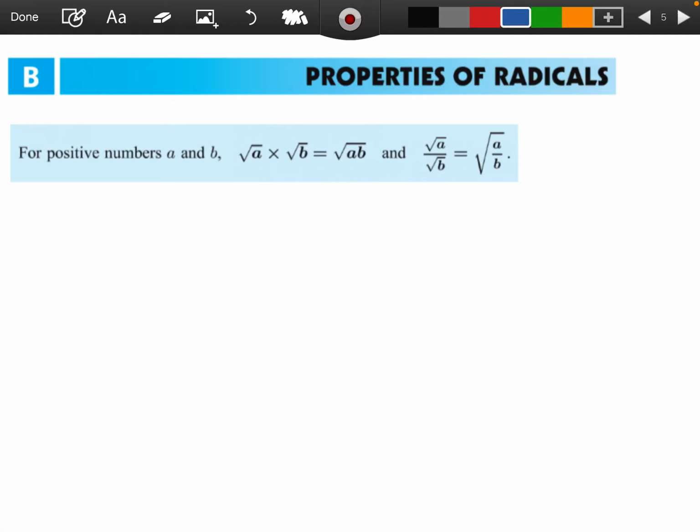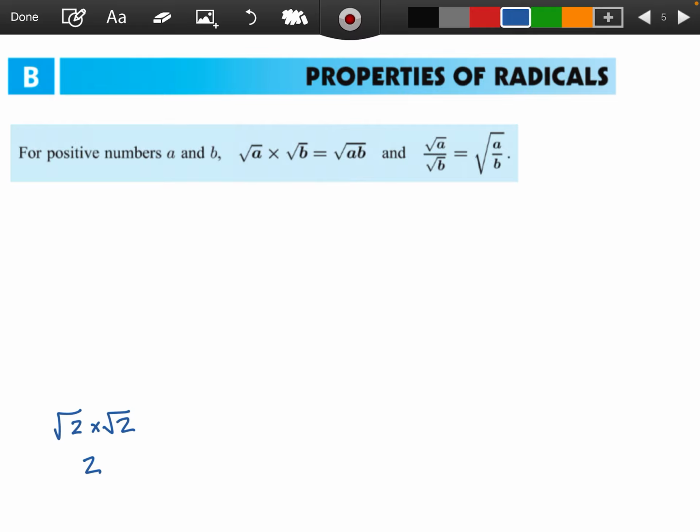Hi everyone, so this video is going to talk about a few properties of radicals. Previously, in the first section of this unit, we talked about multiplying radicals together, but we were very particular about the type of radicals we were multiplying together. In the previous video, we would have seen multiplying radicals by themselves. So if we had the square root of 2 times the square root of 2, we would have discovered that that is in fact just 2.